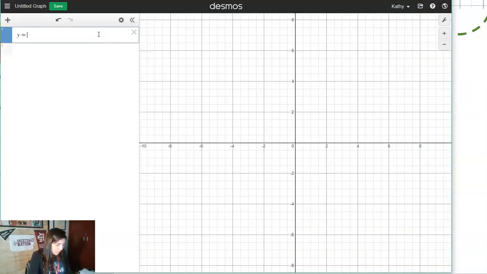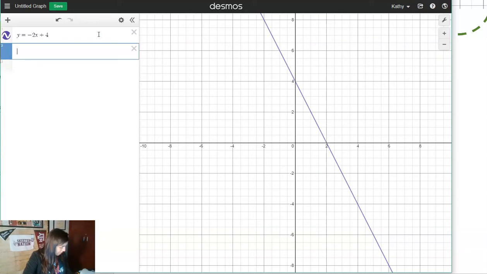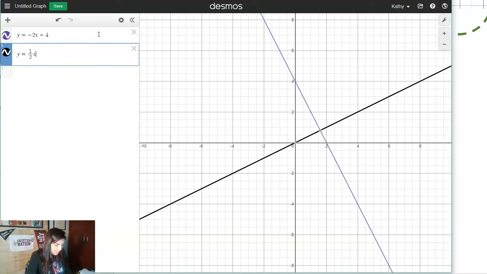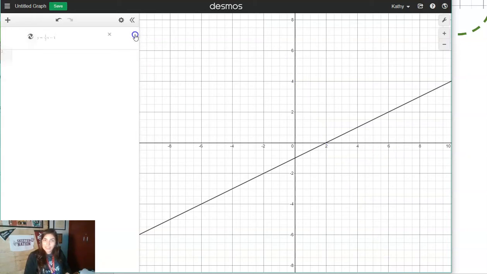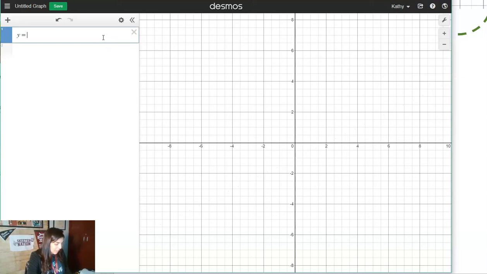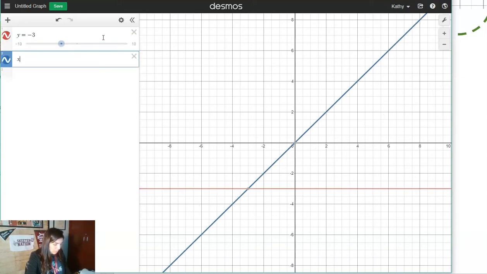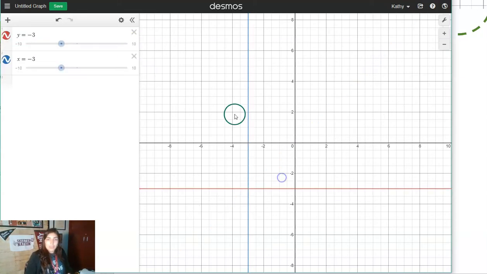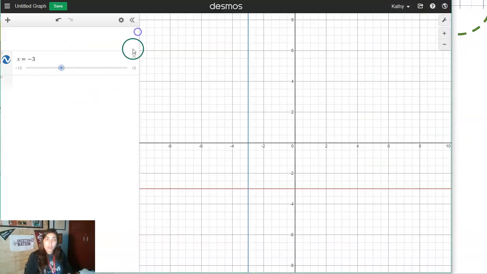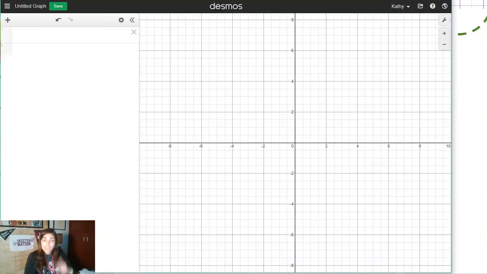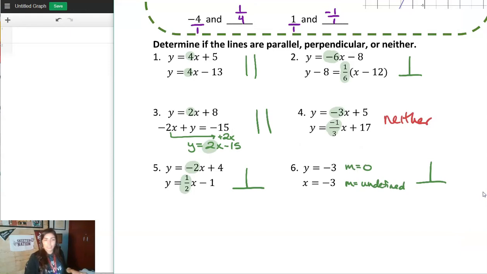Number 5, we had y equals -2x plus 4 and y equals 1/2 x minus 1. And we can see very easily that these meet at a perfect right angle. That makes them perpendicular. Last but not least, we had our Hoy and Vux equations of y equals -3 and x equals -3. There are vertical and horizontal lines here, and they meet at a perfect right angle. So if you are confused on whether something is parallel, perpendicular, or neither, just remember you can always toss it into Desmos because we visually can see when things are parallel, perpendicular, or neither.